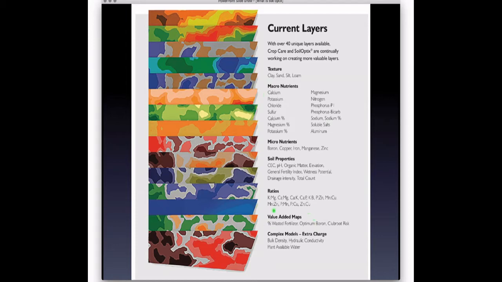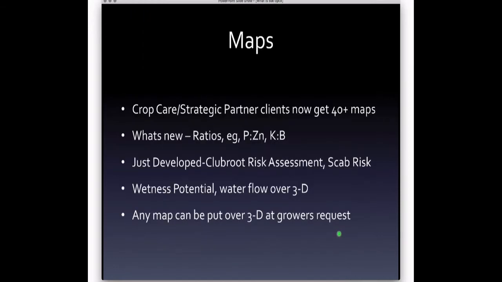We've also added some maps to what we're doing. So we've added a wasted fertilizer map. We can create an optimum boron map for the field, clubroot risk. We've also added a scab risk for the potato guys out there. And then more coming. We're potentially looking at some different disease maps. So I think just our imagination and time will limit us on where we can take some of the correlations of the nutrients that we see with the SoilOptix. So our clients and strategic partners currently get over 40 maps.